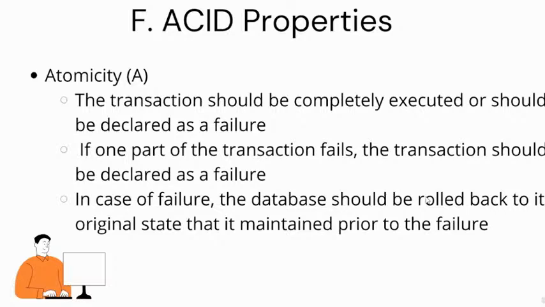In case of failure, the database will roll back the data to its original state that was maintained prior to the failure. So that's what the ACID property basically helps us understand. With that as a background, now let's take a look at the next property, which is consistency.